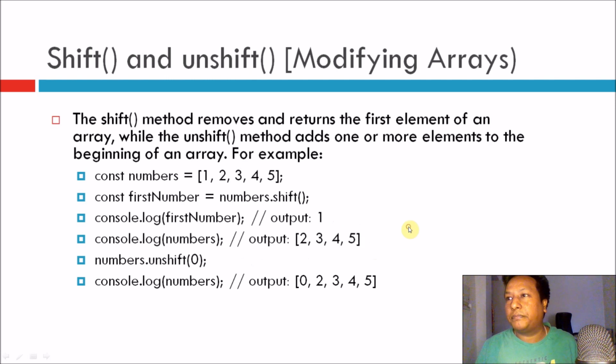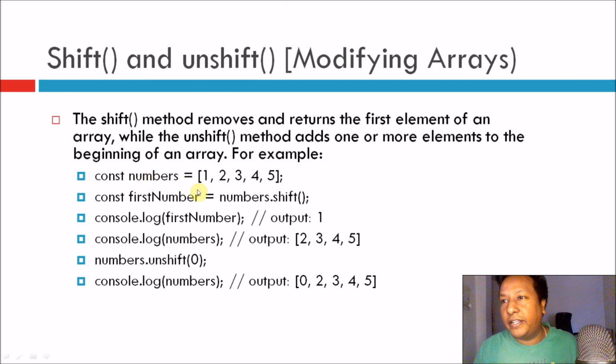Push and pop. Next one is shift and unshift. Same like push and pop, which happen at the end of the array, shift and unshift happen at the start of the array. Shift is used to remove the element from the start of the array, and unshift will add one element at the start of the array. So let's see an example.